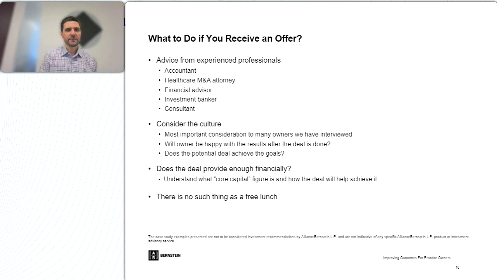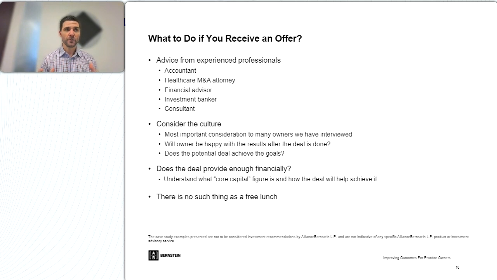What to do if you receive an offer. Certainly from a self-serving perspective, we think you should talk to an investment banker, an attorney, other financial advisors to get a smell test on what this offer looks like. It gets back to that unsolicited offer versus running a market process. We feel it's always better to run a market process because you've tapped the market, you've run a process, and you're getting the best possible offer.